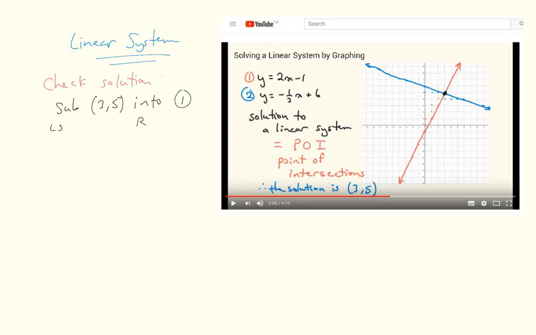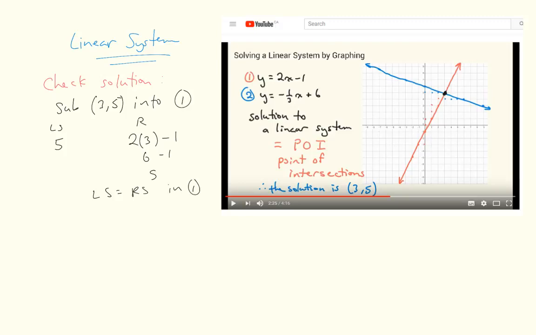Well, when y equals 5, that makes the left side pretty simple. The right side is 2, bracket, sub in x equals 3, minus 1, that's 6 minus 1, that's 5. We get the left side equals right side in equation 1.